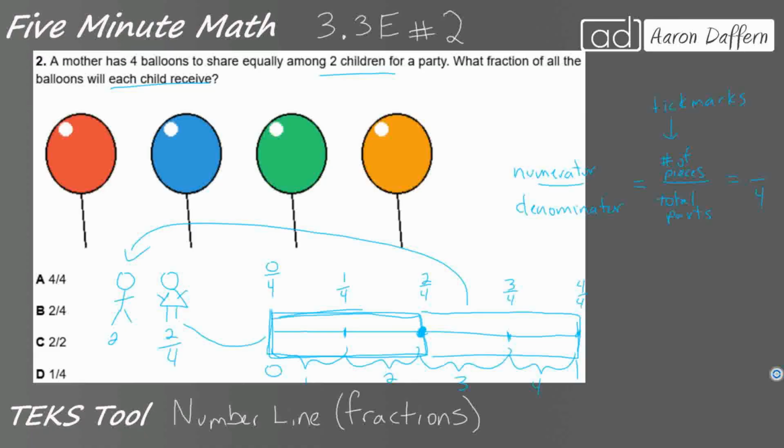And then the other child goes from 2 fourths to 4 fourths. But as you can see, it goes 1, 2 fourths. That other child receives also 2 fourths. And when you add the 2 fourths and the 2 fourths, you are going to get all of the balloons, one whole set of balloons, 4 out of 4 balloons. So then our child is going to get 2 fourths of the balloons. And so our answer here is going to be B, 2 fourths.